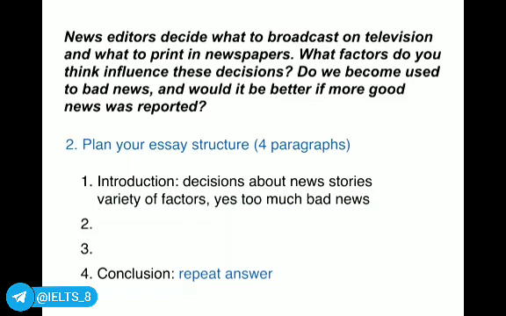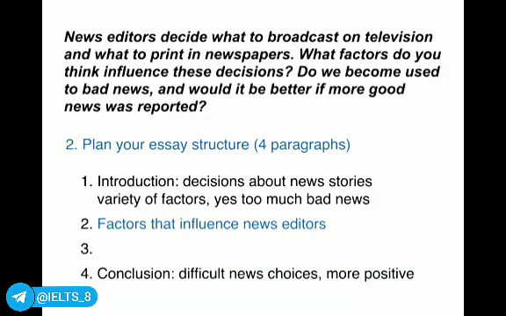Then we'll repeat that answer for those 2 parts in our conclusion. So we can say something like this: difficult news choices, more positive. We're repeating that it's difficult to make decisions about the news, but that we think there should be more positive news in newspapers and on television. Now we can go to the main body paragraphs, and of course in paragraph 2, the first part of the question, factors that influence news editors, and in paragraph 3, the second question, too much bad news, we should report more good. That's the structure planned.